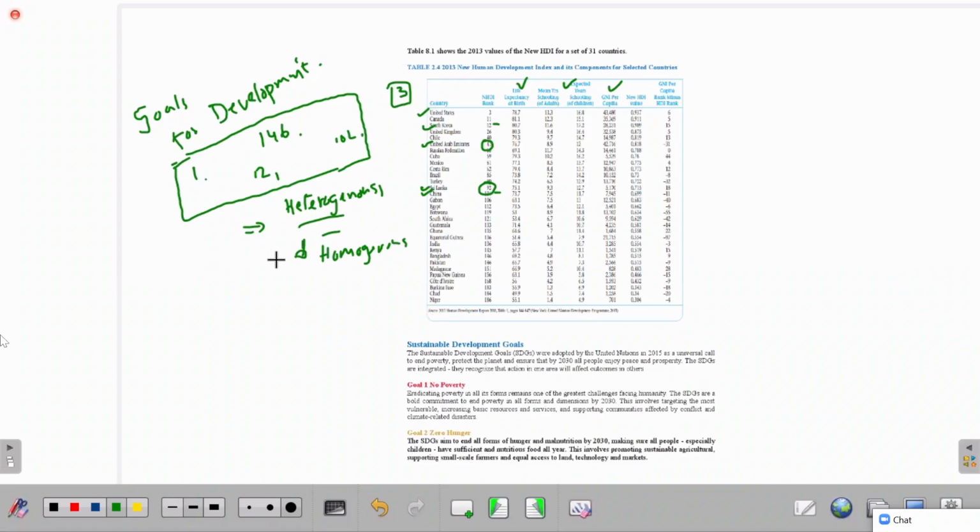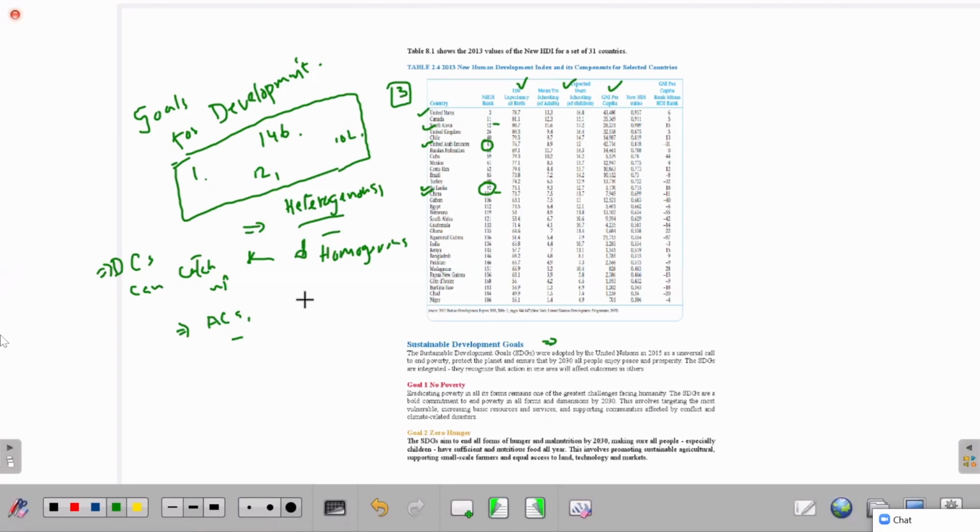Okay, so that countries can catch up. Developing countries, DCs, can catch up with the pace of advanced countries, ACs. Okay, so developing countries can catch up with the pace of advanced countries. So for that reason, the United Nations set development goals for the country, and these development goals are called Sustainable Development Goals.